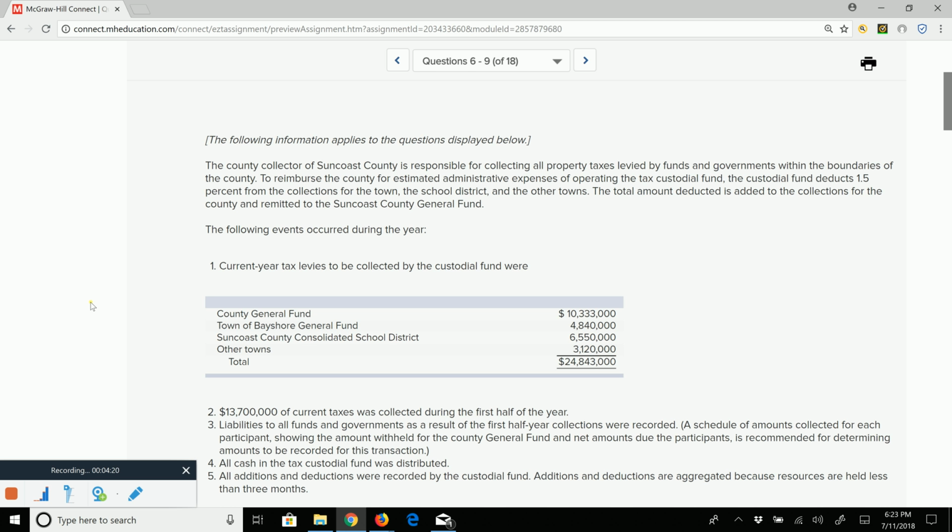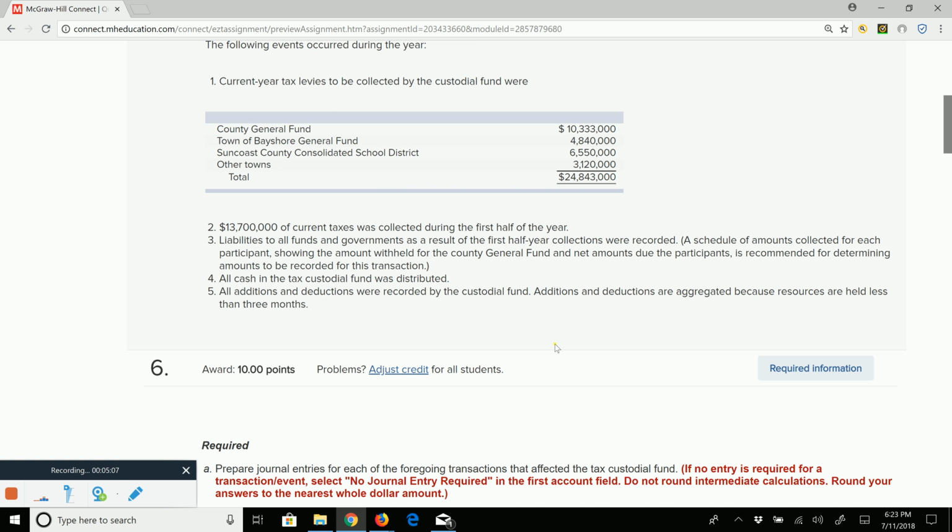So here are the total taxes, and you can see the chart. The county taxes, $10,333,000. The town of Bayshore, $4,840,000. The school district, $6,550,000. And all the other towns combined, $3,120,000, for a total of $24,843,000. That is the amount of the tax levy. That's just a fancy way of saying the tax invoices that go out to the property owners within this particular county. They're going to be billed $24,843,000. Let me show you the journal entries on the custodial fund as well as two of the participating governments.